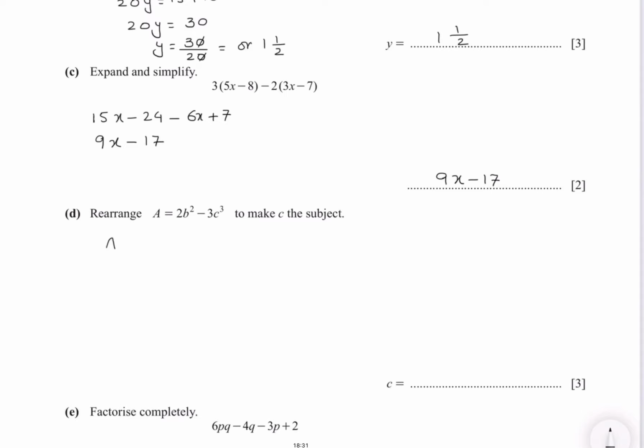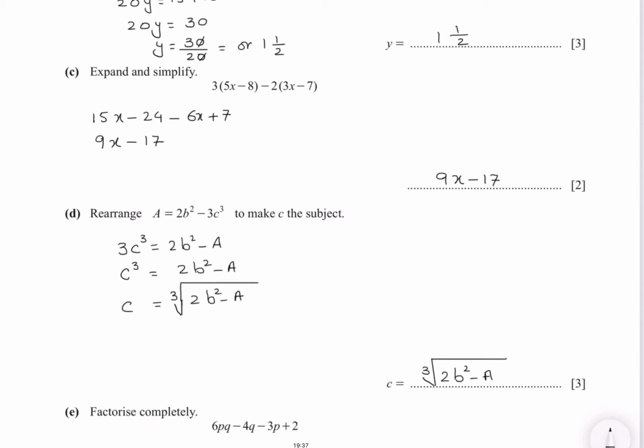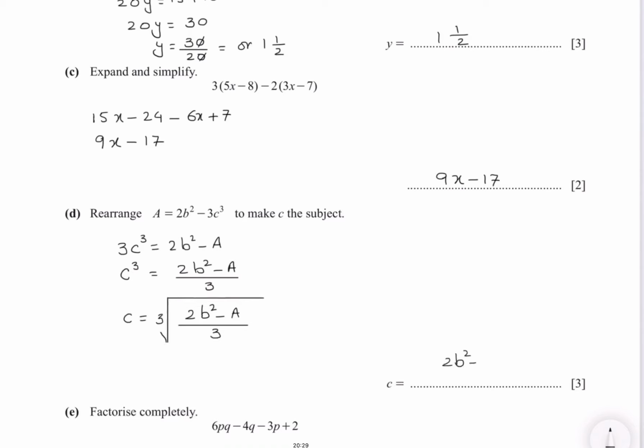Rearrange A equals 2b square minus 3c cube to make C the subject. So bring 3c cube here and A on the other side. Then divide 2b square minus A by 3, and then take the cube root on both sides. So C would be the subject.